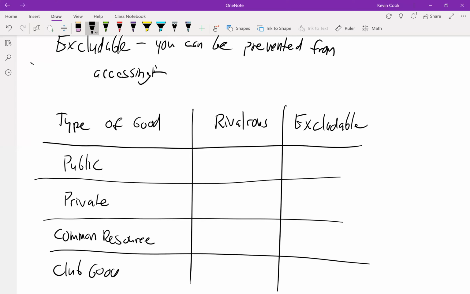As we go through these, we saw that our public goods were non-rivalrous and non-excludable. Our private goods were rivalrous and excludable. A common resource was rivalrous, but non-excludable, while a club good was non-rivalrous, but excludable. So be able to identify those types of goods, and which trait each one has.